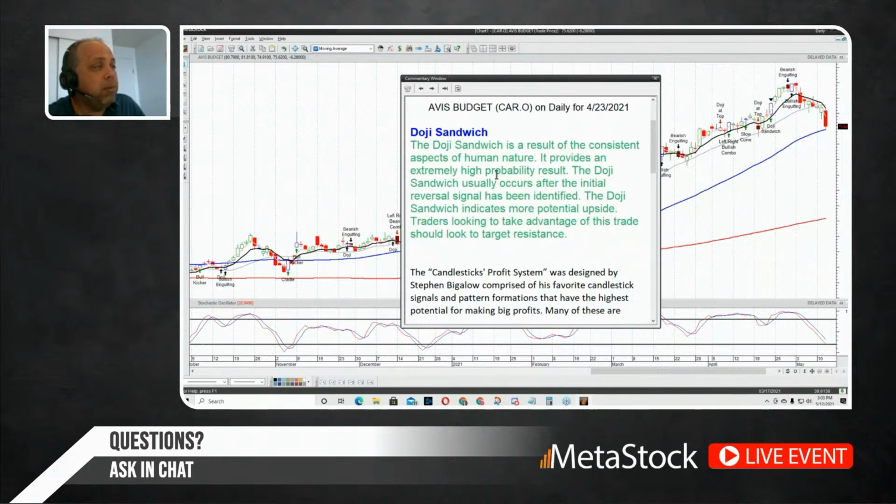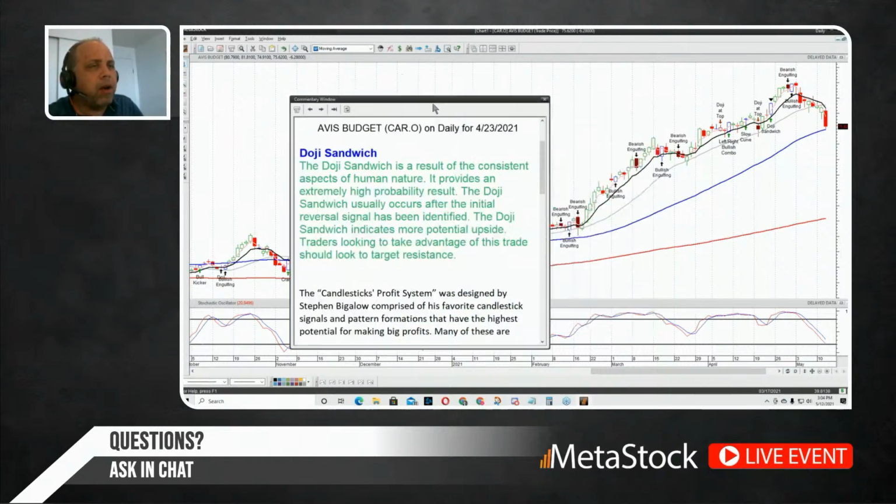It provides an extremely high probability result. The doji sandwich usually occurs after the initial reversal signal has been identified. The doji sandwich indicates more potential upside. Traders looking to take advantage of this trade should look to target resistance. Okay, so that gives you an idea of what the pattern is.